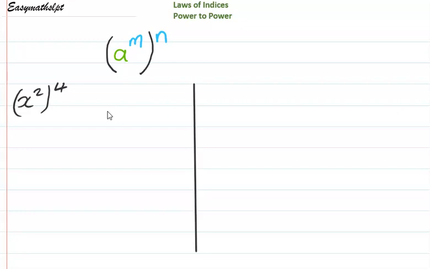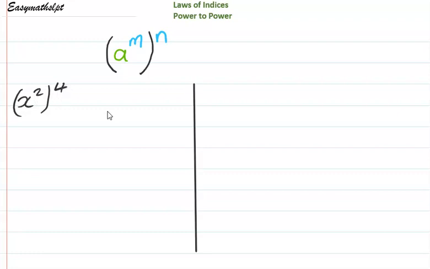Welcome to Easy Maths. In this video, we will be looking at the power-to-power law of indices. The expressions are usually written in the form a to the m raised to the n. Now, let's take, for example, x squared raised to the fourth power.